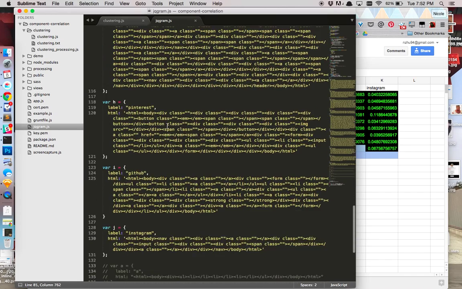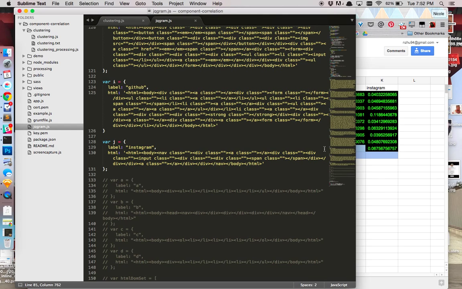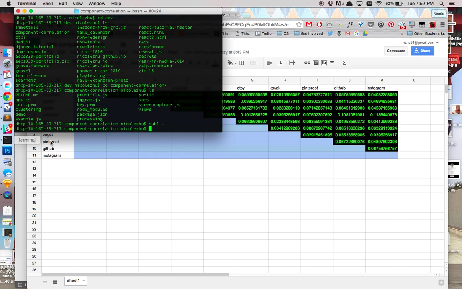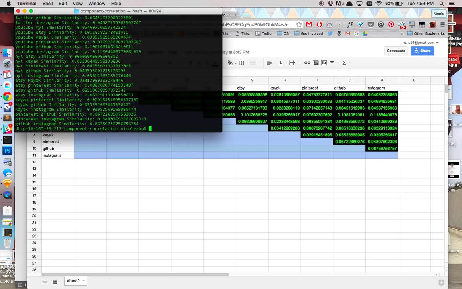And so I ran this metric on 10 different websites, BuzzFeed, Spotify, Twitter, YouTube, the New York Times, Etsy, Kayak, Pinterest, GitHub, and Instagram to get a comparison between them. And the metric we came up with essentially returns a value between 0 and 1, where 1 means complete similarity and 0 means really intense difference.